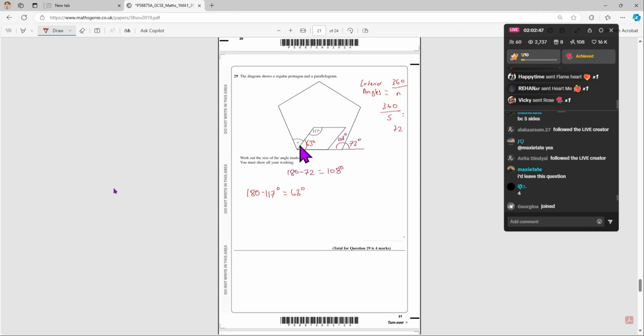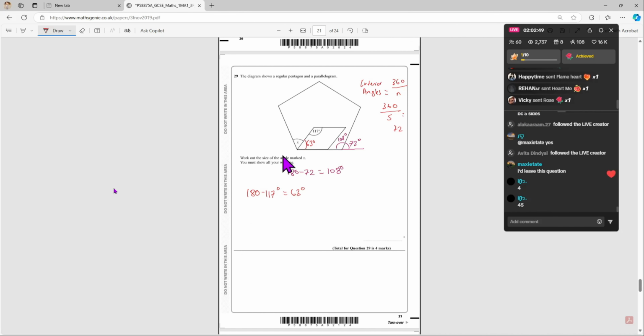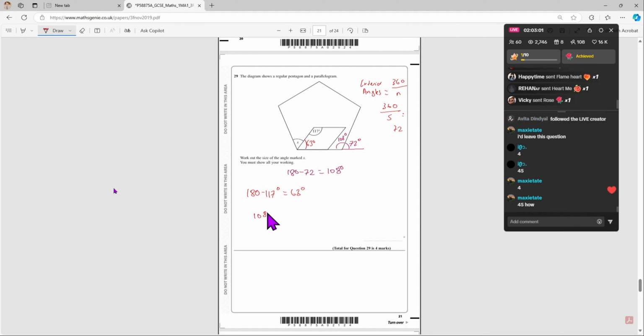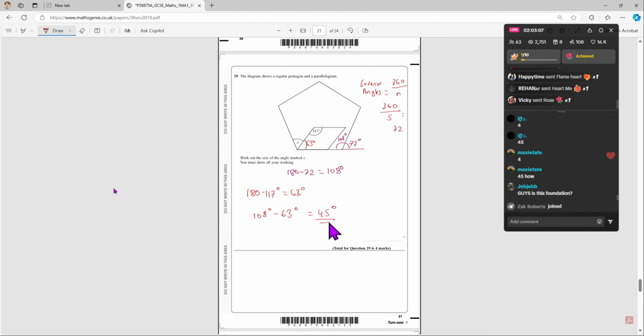And then lastly, you have to find the value of x. We know that one interior angle in a regular pentagon is 108 degrees. So you do 108 degrees minus 63 degrees, which is equal to 45 degrees, which is going to be your x value. 45 degrees.